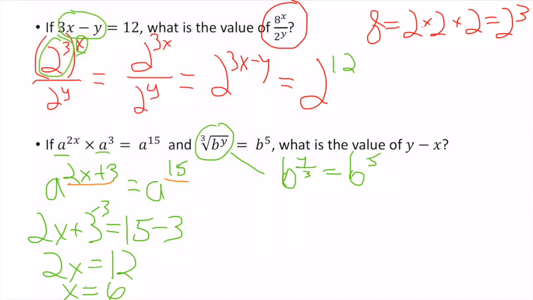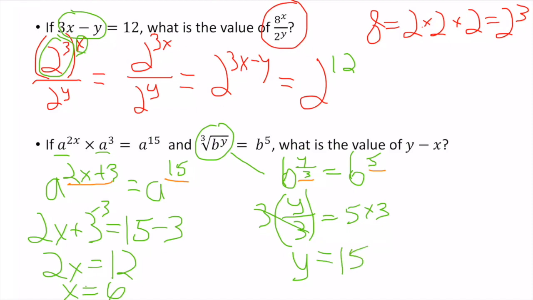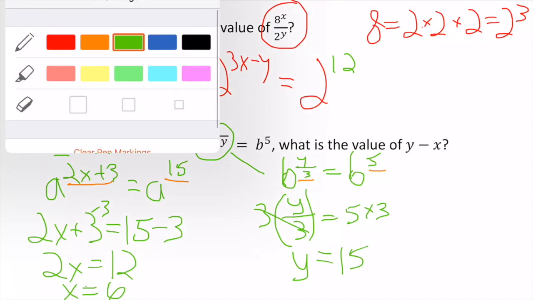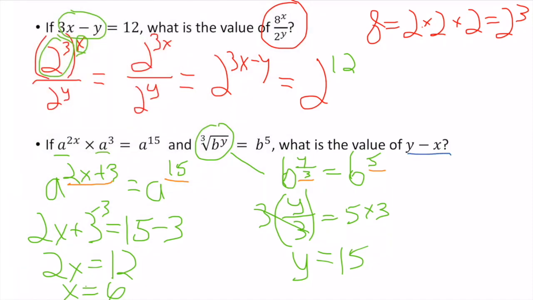Just like I did with the a's over here, I'll now compare the exponents together. So I know that y over 3 equals 5. I'm going to multiply this by 3, and I'll multiply this by 3, and I just end up with y equals 15. Now I have values for x and y, and I'll plug into y minus x. So 15 minus 6 just equals 9. So my answer here is 9.